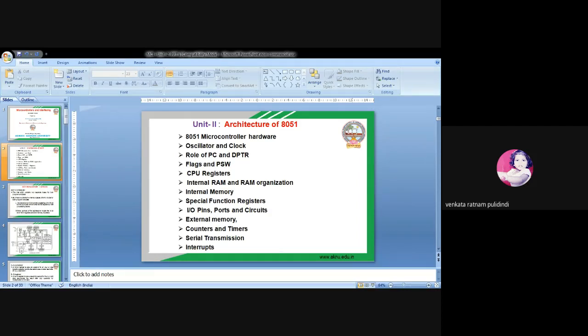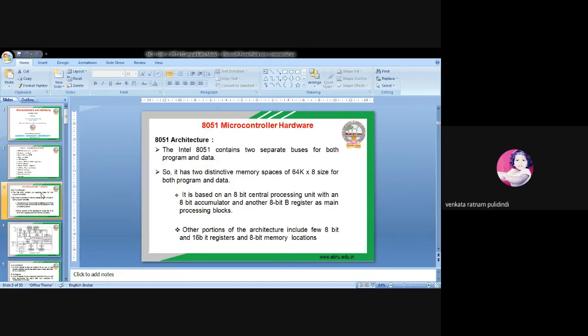Okay, now, so here the 8051 microcontroller hardware. Already we know here the 8051 microcontroller has two separate buses for program and data.